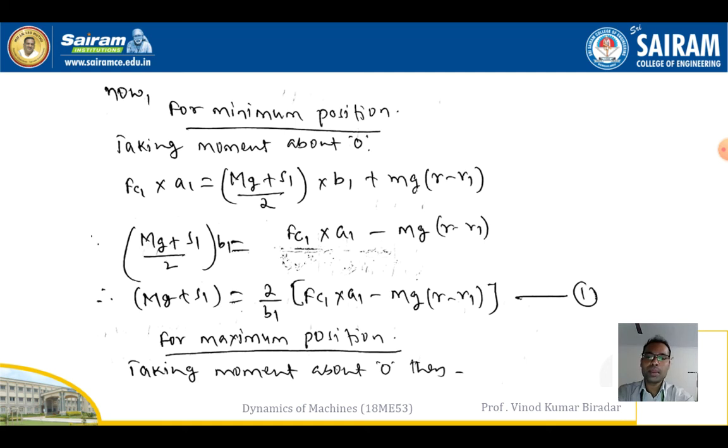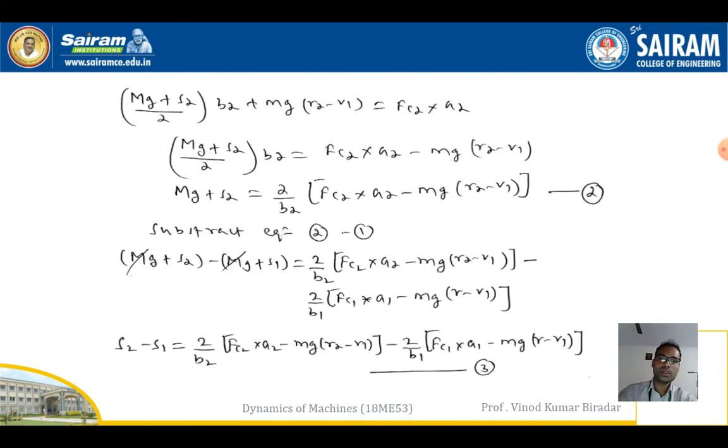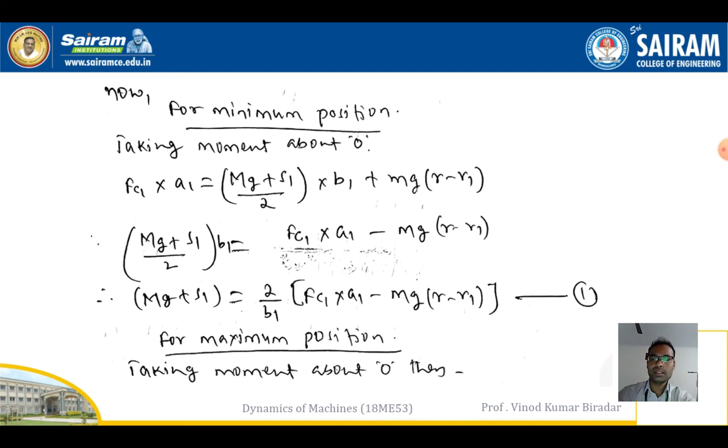Similarly, you find the maximum position by taking the moment about o. Moment is nothing but force into distance. Take the moment about o, then we get this equation. So now you calculate here mg plus s1.